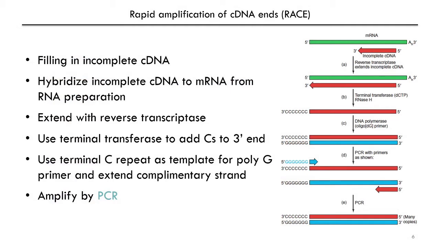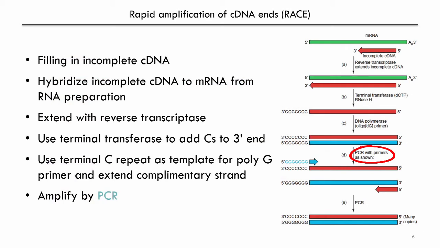Once you've done that, you can add a tail of bases, C's for example, to the 3' end using the terminal transferase enzyme, and then degrade the RNA in this hybrid using RNase H. A DNA oligonucleotide consisting of repeating G's can serve as a primer that anneals to the 3' tail of repeating C's. And using DNA polymerase, you can synthesize the second strand of DNA, giving you double-stranded cDNA. This double-stranded cDNA can then be amplified by polymerase chain reaction, or PCR.